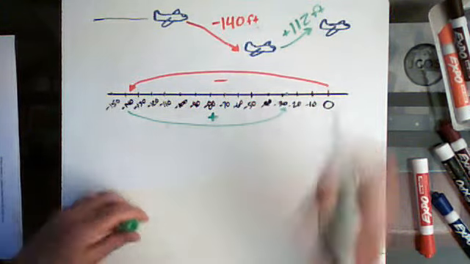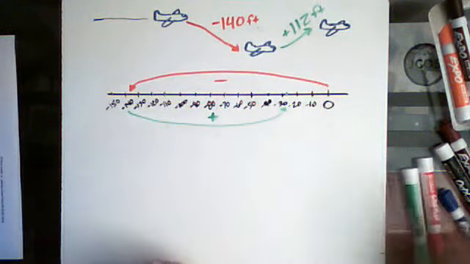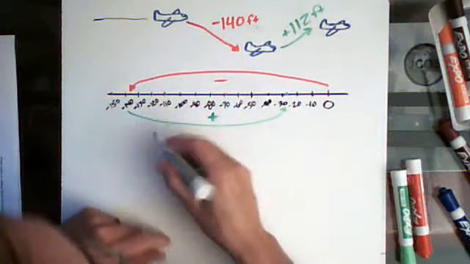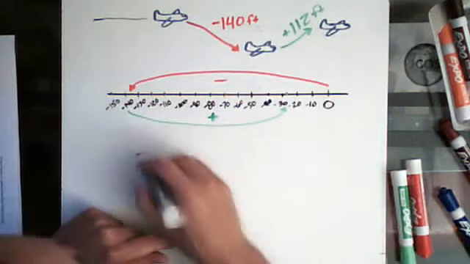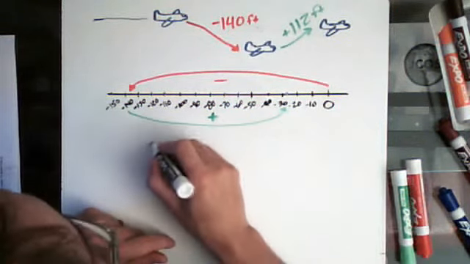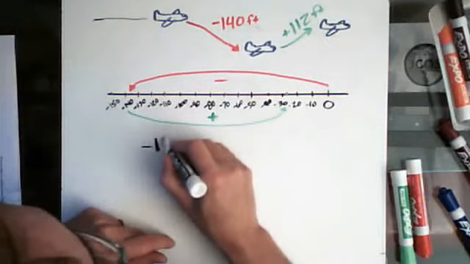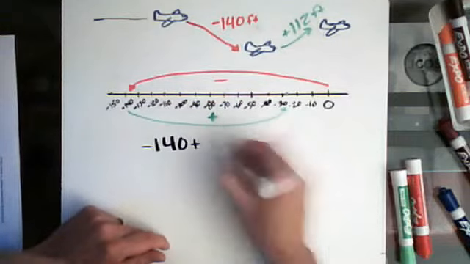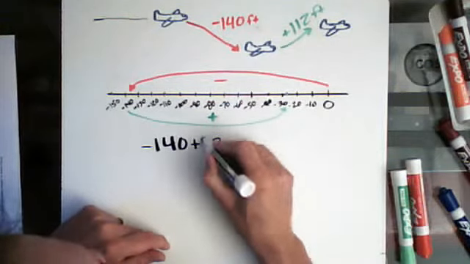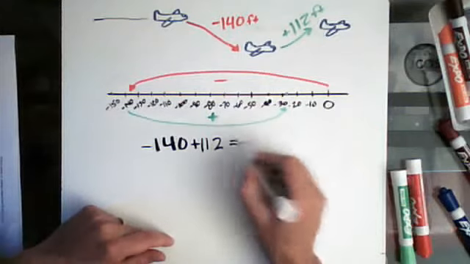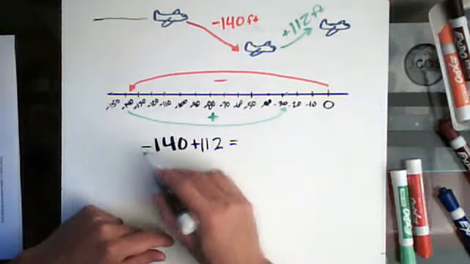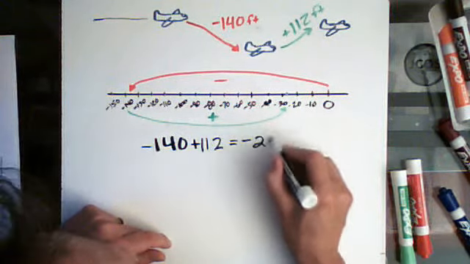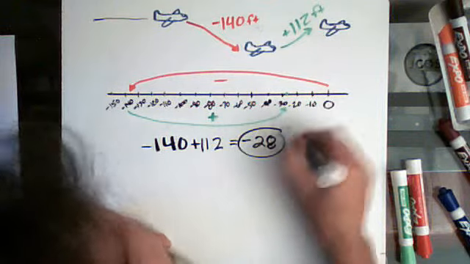That's going to end up something like that, and we can write a number sentence to reflect this and solve the problem in a sense where the airplane is relative to where it started. So we would go negative 140 plus, going back up, 112, and that's going to equal negative 28, right about there.